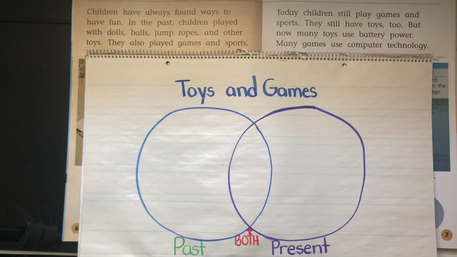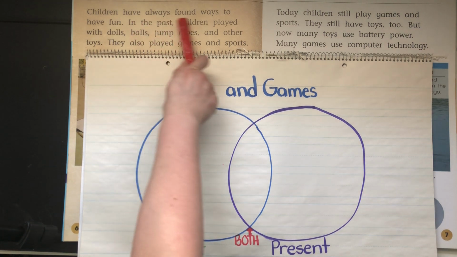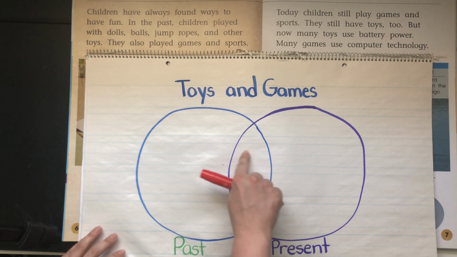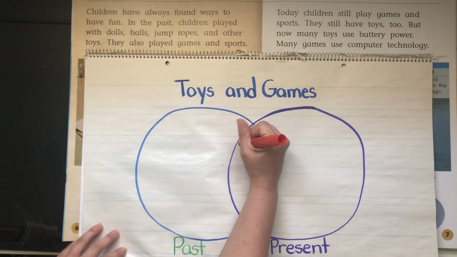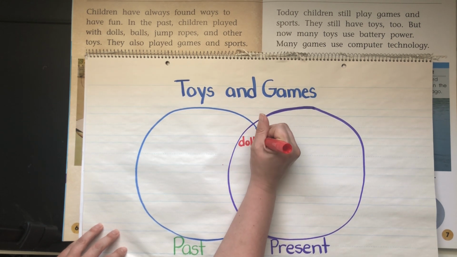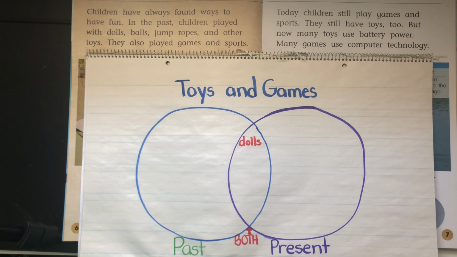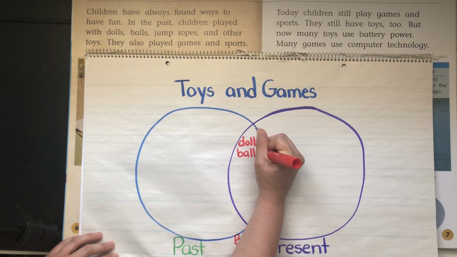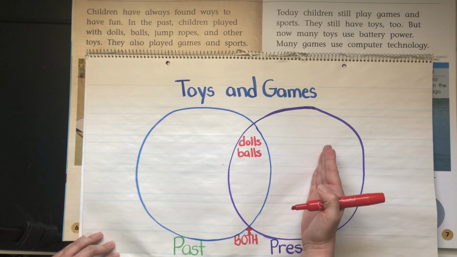Now, the first thing I remember that the author talked about, it said, in the past, children played with dolls. Is that something that children now still play with? Yes, so we're going to put that in both right here. Toys and games. Well, both played with dolls. And then it said balls. Now that could mean beach balls, basketballs, baseballs. Do you guys also play with balls? Yeah, so we're going to put that here. That's something that children in the past played with and you still play with.